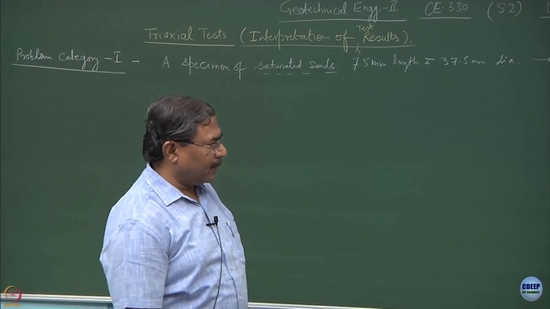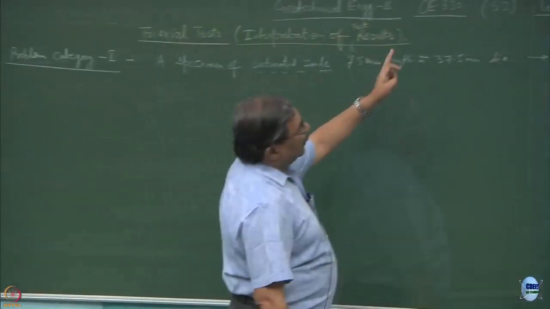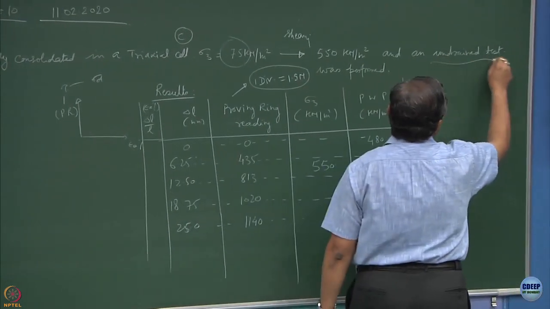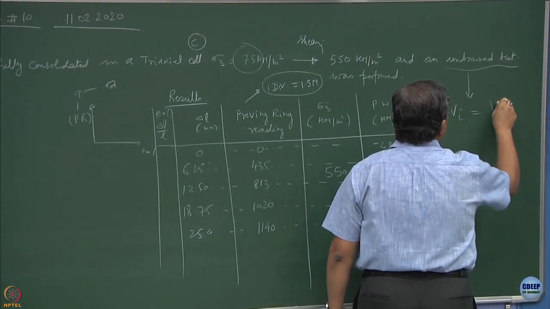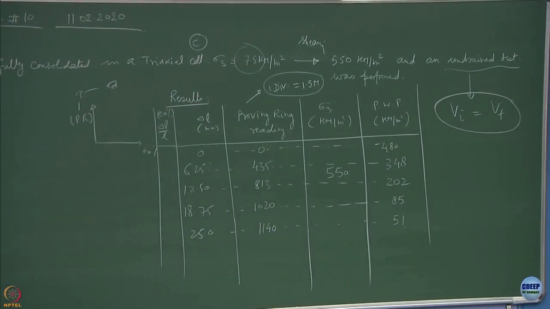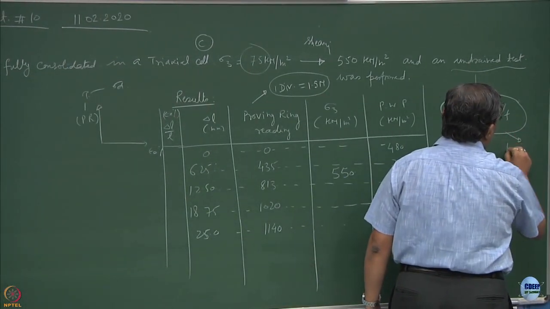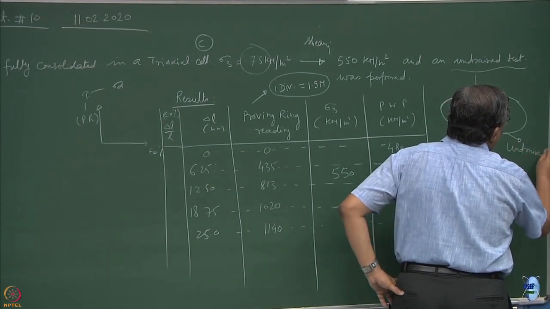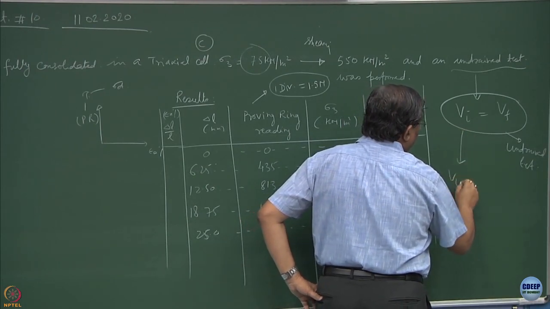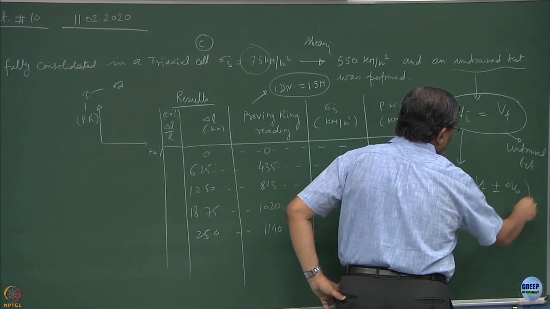What is so peculiar here? Are you observing something? This is what you have to catch. The consolidation is done, it is an undrained test. What an undrained test tells me is that the initial volume is going to be the final volume of the sample. So, what is changing? If it had been a drained test, all right. So, this is for a typical undrained test. Had it been a drained test, what difference would it have made? It would have become Vf plus minus volume of water.